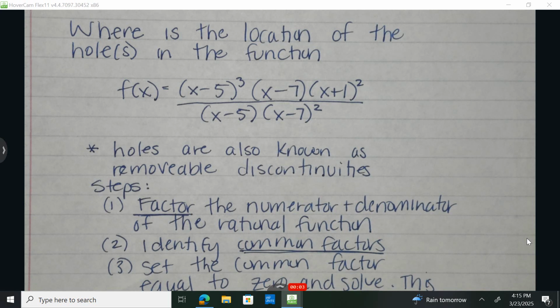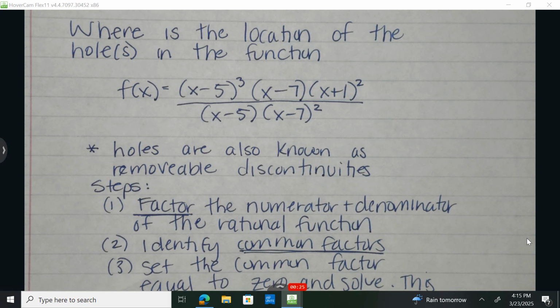Where is the location of the holes in the function? And so we have the function f of x. What I want you to recognize is that holes are also known as removable discontinuities. So that's important to write into your notes, that if they ask you to identify removable discontinuities, and as you move into calculus, that is equivalent to being able to identify the holes of the graph.